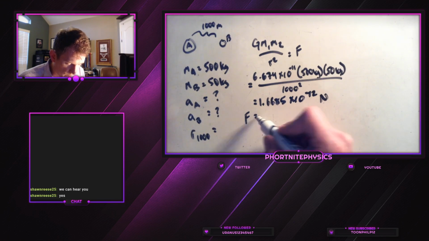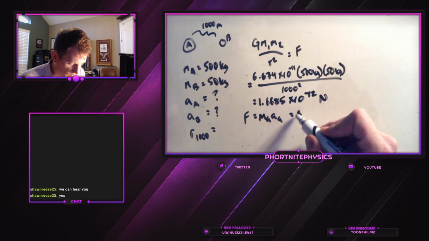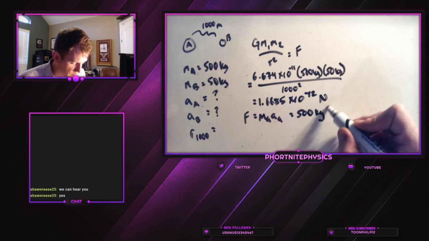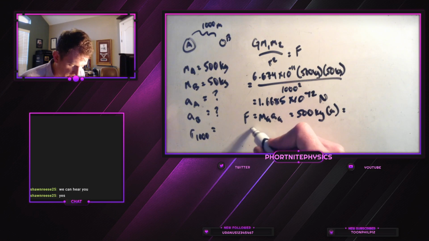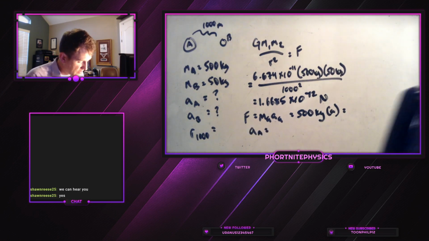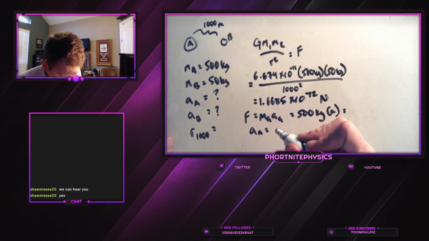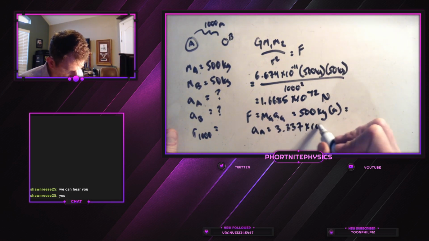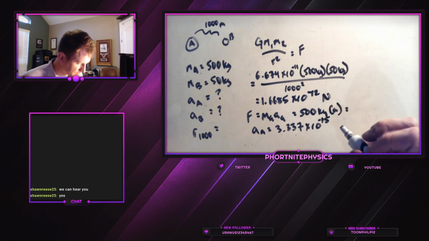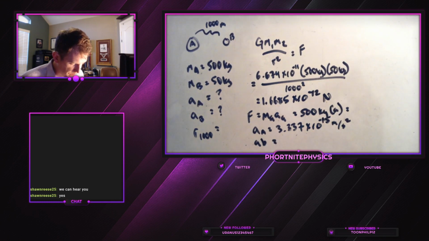Now, for, let's say, mass A, we have an acceleration of A, and that's going to be 500 kg multiplied by whatever the acceleration is equals this number right here. So if we divide both sides by 500, our A sub A is equal to 3.337 times 10 to the negative 15 meters per second squared. A sub B would be this number right here divided by 50.